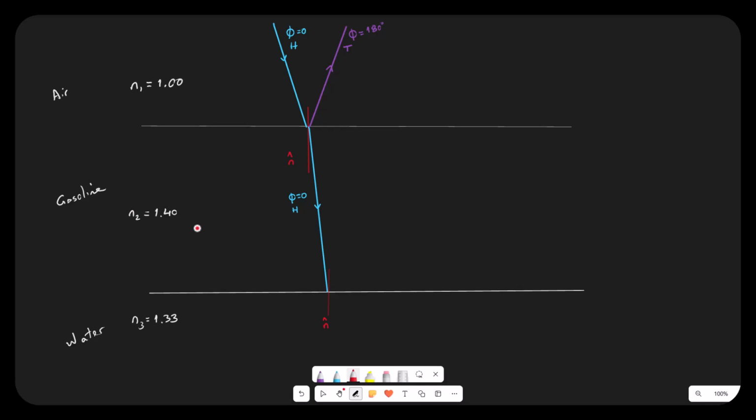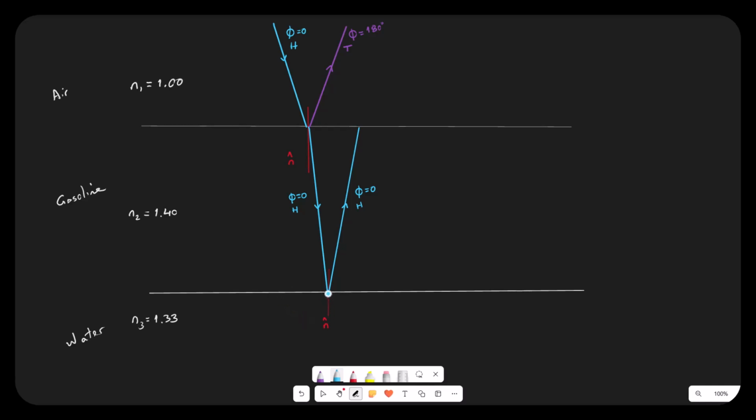Now, I'm in a medium with a refractive index of 1.4. I'm bouncing off of a medium with a refractive index of 1.3. I'm bouncing off of something with a lower index of refraction, so I don't pick up an inversion. So I reflect off of that. And because I'm going from 1.4 to 1.33, I'm bouncing off of a lower index of refraction, so I do not pick up an inversion. This is still a phi equals 0 heads wave.